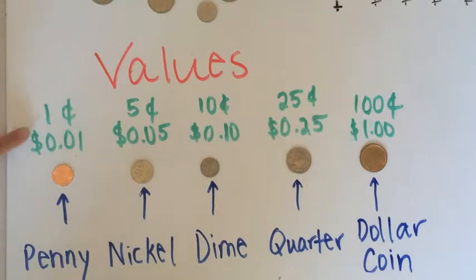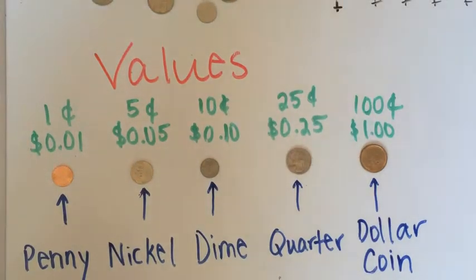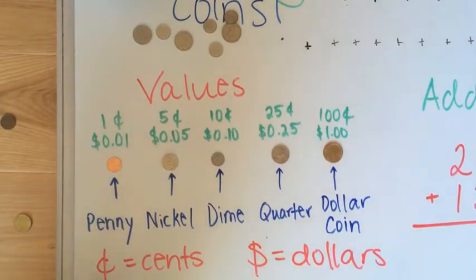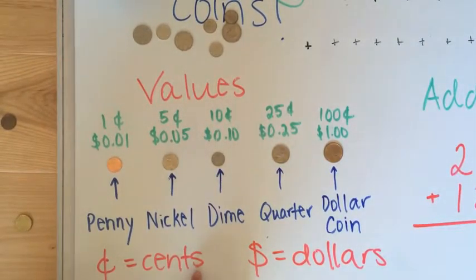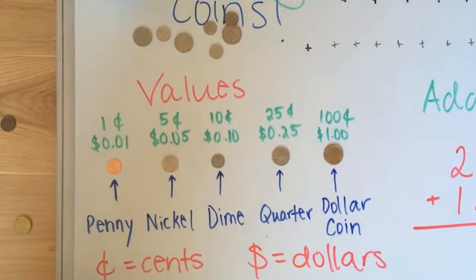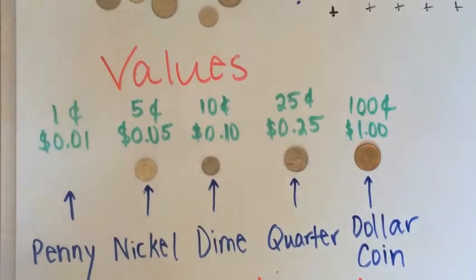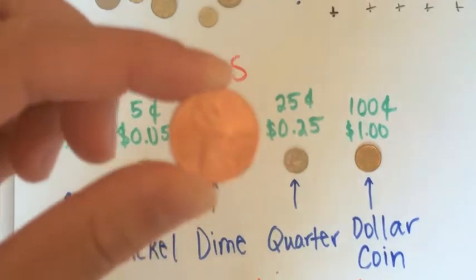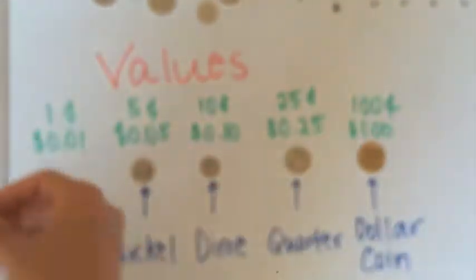And we're going to start off with the penny, which is worth 1 cent or 1/100th of a dollar. And just to review for a second, the lowercase c with the vertical dash through it represents cents, and the uppercase S with the vertical dash through it represents dollars. The front side of the penny with the president on it is called the face, and it has President Abraham Lincoln on it. The back side is called the tails.